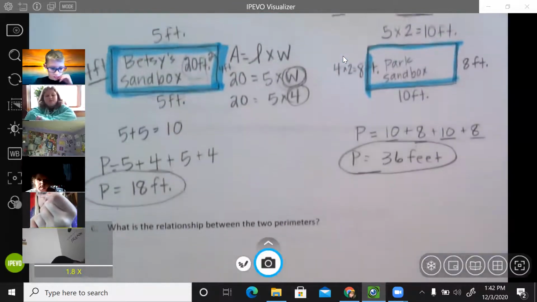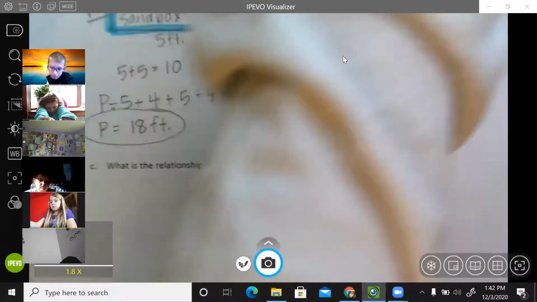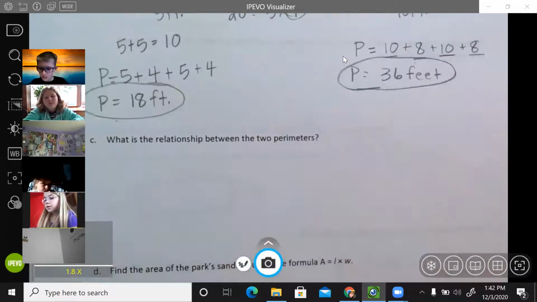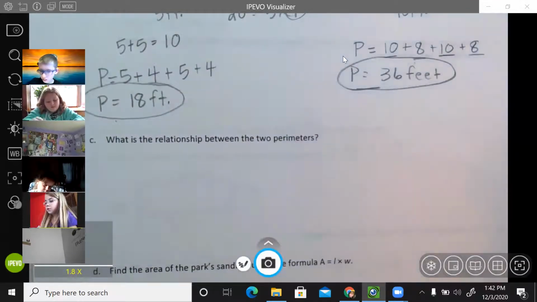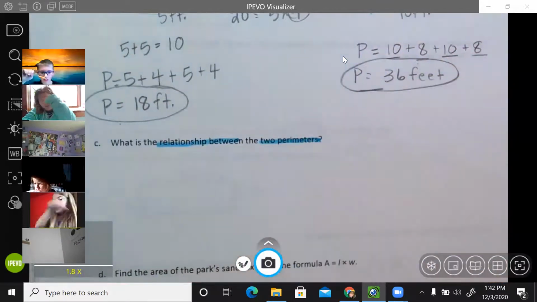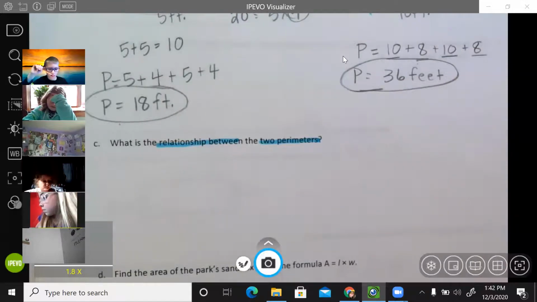Okay, Nevaeh, go ahead and read letter C. What is the relationship between the two perimeters? Okay, so we're going to talk about the relationship between the two perimeters. Briley with a B, what are the two perimeters?